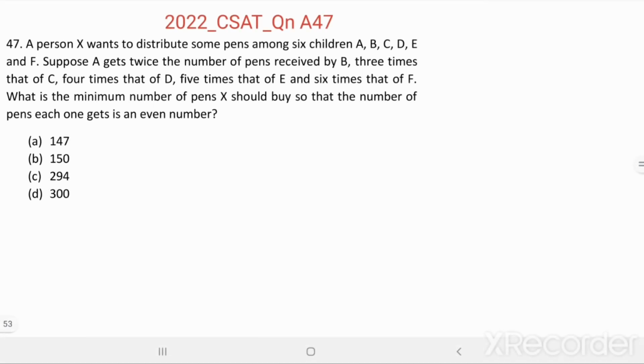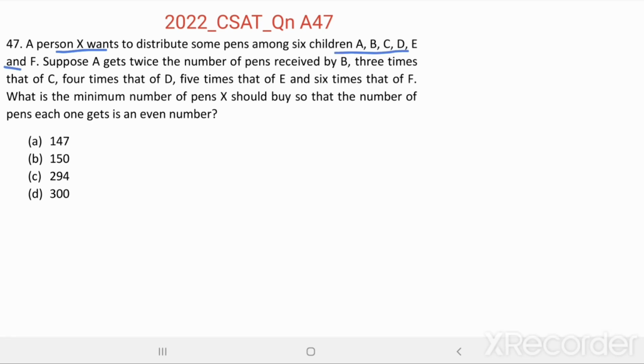Question number 47. A person X wants to distribute some pens among 6 children A, B, C, D, E and F. Suppose A gets twice the number of pens received by B, 3 times that of C, 4 times that of D, 5 times that of E and 6 times that of F. What is the minimum number of pens X should buy so that the number of pens each one gets is an even number?